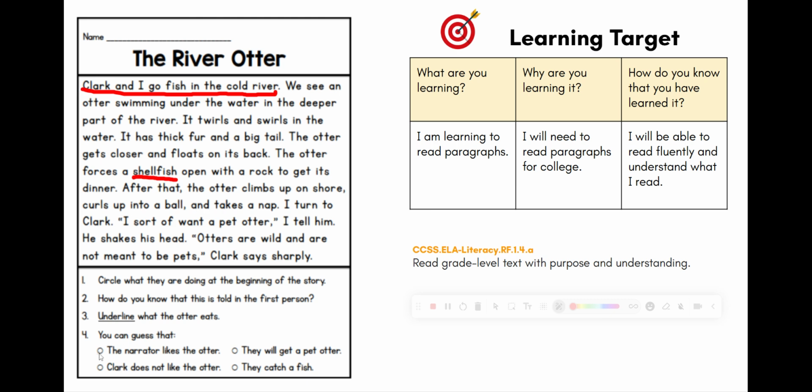Okay. I think you can guess that the narrator, right, likes the otter because he says, I sort of want a pet otter, I tell him. So we know that the narrator likes the otter. It says Clark does not like the otter. It doesn't tell us that. There's no place that says that Clark doesn't like the otter. It says they will get a pet otter. I don't know because Clark says otters are wild and are not meant to be pets. And it doesn't say if they catch a fish. So I think it's this one. The narrator likes the otter. Okay, I think you're done. Great job. Let's stop the video.